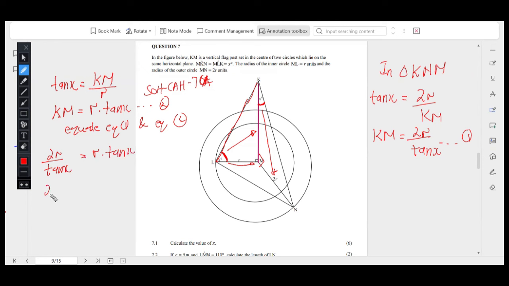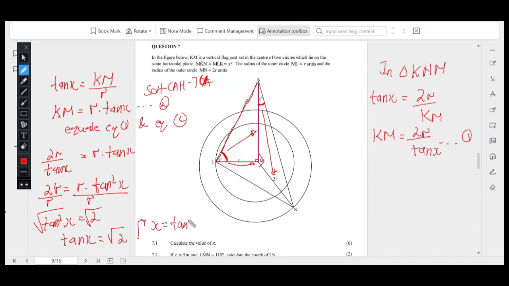If I cross multiply here, this is 2R equals R tan squared X, which means I would have to divide both sides by R to get rid of that R. And then now I'm left with what? 2. So tan squared X is equal to 2. Then I can take the square root of both sides to get rid of the square. That's tan X is equal to root 2. Now to calculate my value for X, I will say X is equal to arctan of root 2.